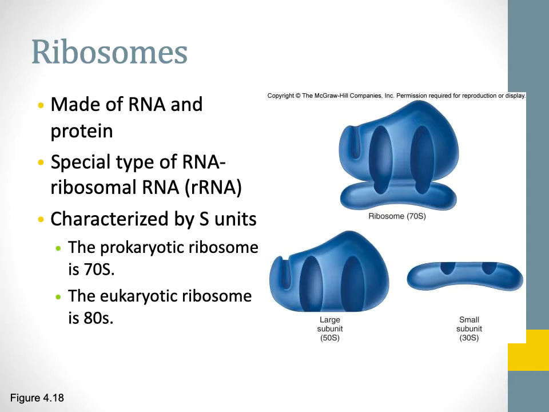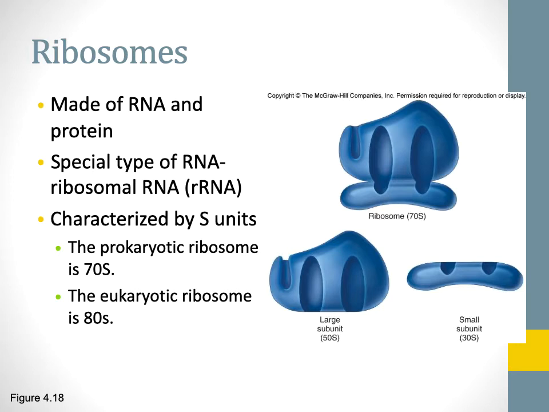So there's a large subunit and a small subunit that come together to create the ribosome. And these subunits are different sizes in prokaryotes versus eukaryotes. What we're looking at here in this figure is a prokaryotic ribosome. The large subunit is 50S and the small subunit is 30S. When those come together, they bind a little bit tighter, and so they have a combined S unit weight of 70S. So a prokaryotic ribosome again would be 70S.